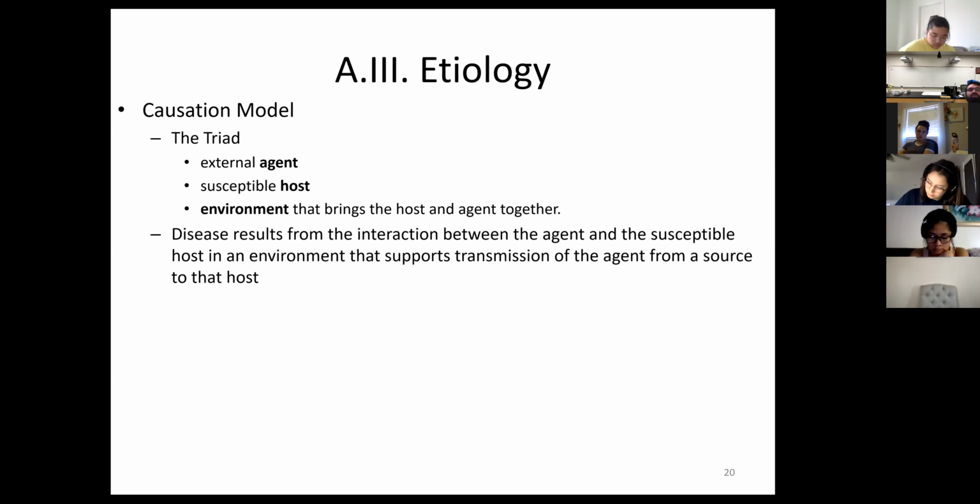Now, going into the field of etiology, again, trying to understand or study what is causing a particular disease, how it is starting, we actually have a model that discusses this. And this is what we call a causation model that is referred to as a triad. And the idea here is that it involves three specific points of information.